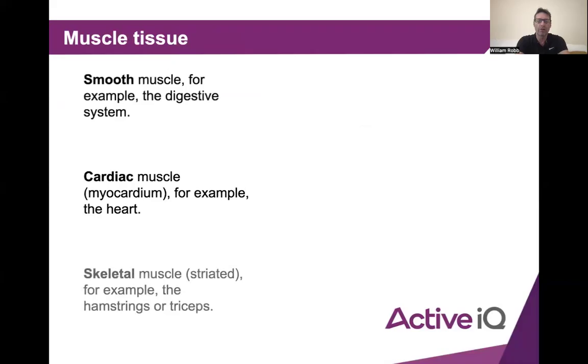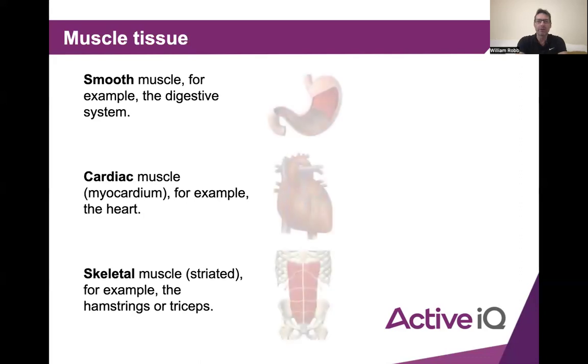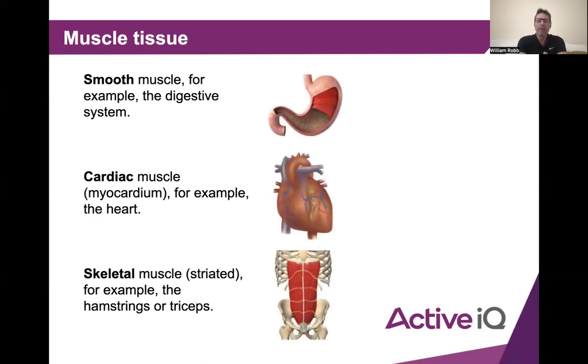So let's have a look. We've got 3 different types of muscle tissue. We have smooth muscle, cardiac muscle, and skeletal muscle. Smooth muscle, here we're talking about the digestive system. Cardiac is relating to your heart, and skeletal is the muscles, for example, your hamstrings and triceps in this scenario. So smooth, cardiac, and skeletal. Good to remember because it may pop up on your theory exam.